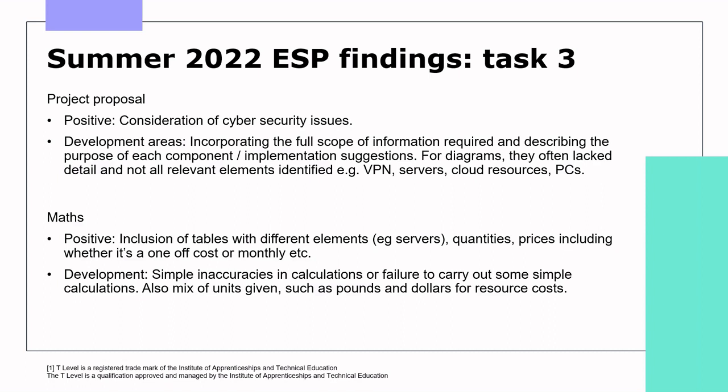For any network diagrams, the Chief Examiner found that they often lacked the detail required, such as clearly showing and identifying any VPN, servers, cloud resources, PCs, etc., which is needed to gain those higher marks. This task also had a maths element to it, and some positives were the inclusion of tables with resources, quantities, costings, etc.